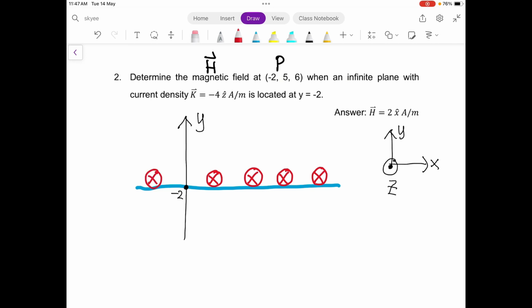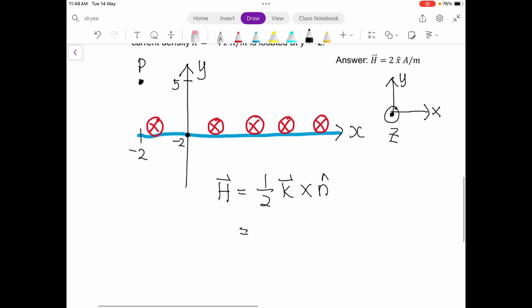Find the magnetic field at (-2, 5, 6). Basically, we look at x and y only. The x is -2, here, and the y is 5, maybe somewhere here. So you want to know the magnetic field above the plane, at position P. One more time, we use this equation: H equals 1/2 K cross with n.